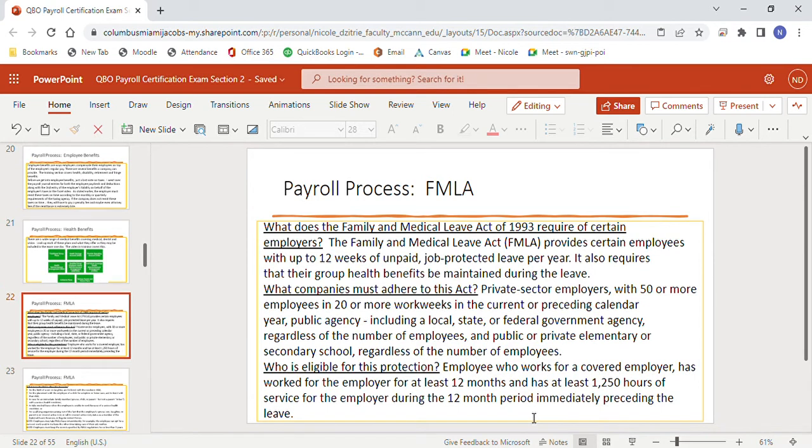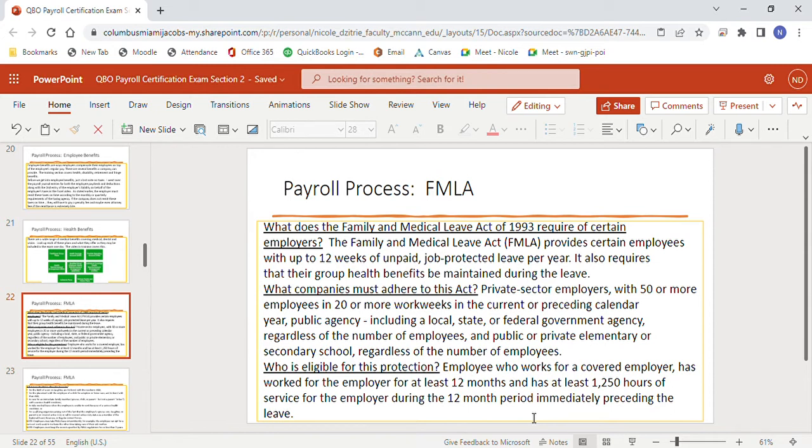FMLA, so that's the Family and Medical Leave Act of 1993. So what is it? It provides certain employees with up to 12 weeks of unpaid job protected leave per year. It also requires that their group health benefits must be maintained during that leave. What companies must adhere to this act? Private sector employers with 50 or more employees and 20 or more work weeks in the current or preceding calendar year, or public agencies like local, state, or federal government agencies.